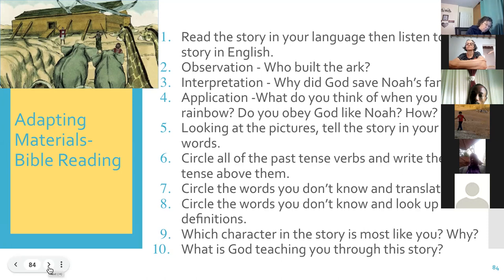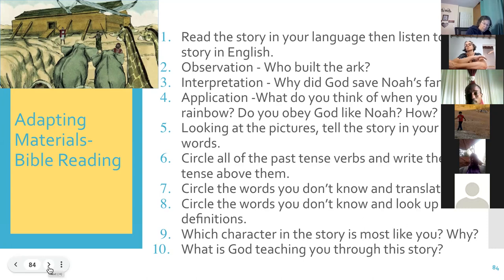The next level of questions is a little bit more complex. This is interpretation. Why did God save Noah's family? So they need to think about that. The answer may not be directly in the story, but based on what they've read in the story, they can have some opinions about why God saved Noah's family.